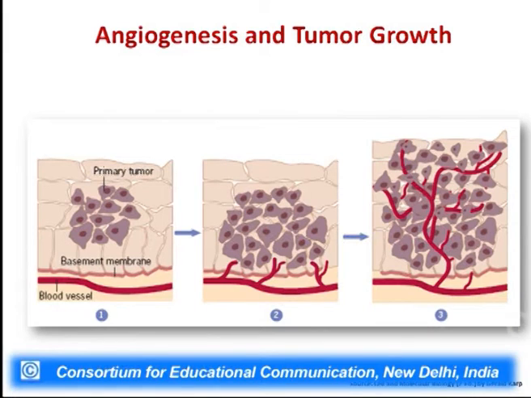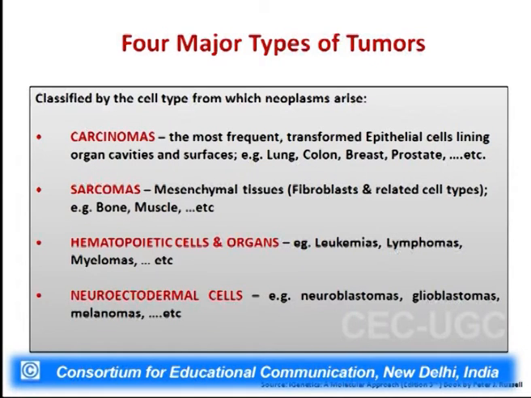These new blood vessels are formed so as to provide food and other sources to this mass of cells, and this process is called angiogenesis. In the image we can see that first there is a primary tumor, subsequently blood vessels start getting formed from the already existing blood vessel, and finally a mass of blood vessels is formed within this mass of cell structure.